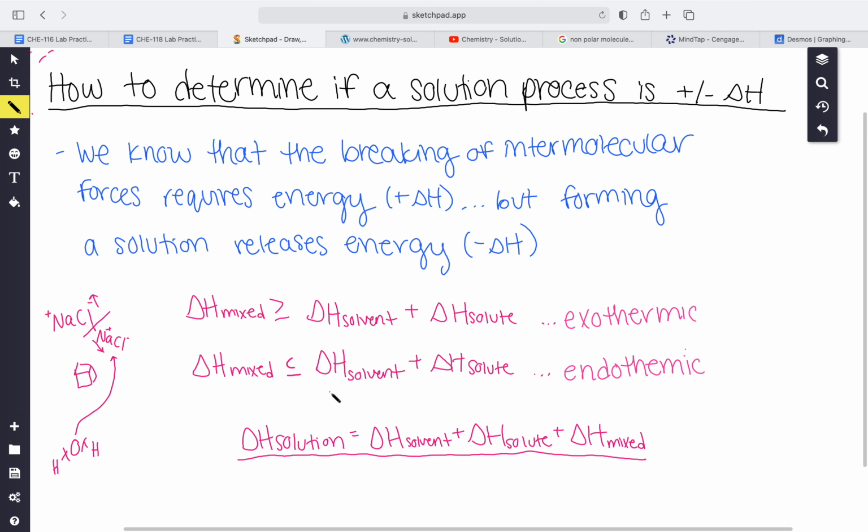endothermic. But we'll do a practice problem on that because this is a little bit confusing, I'm sure, the way that I'm explaining it. But if you use this equation, it helps out a lot. If you add all of the delta H's to make the entire solution, that's breaking the bonds and making the bonds, then the delta H will tell you whether it's exo or endo.